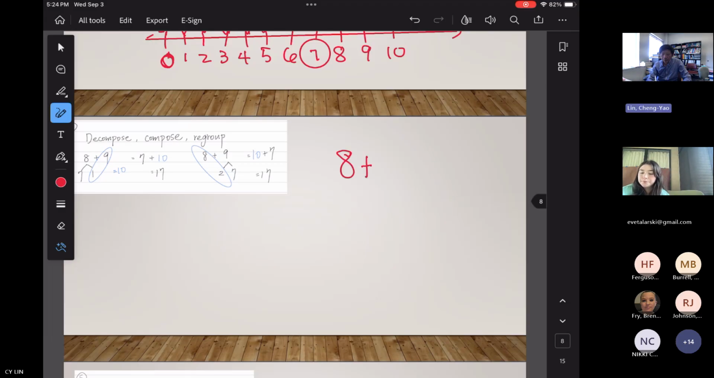8 plus 9. Now, we want to decompose 8 plus 9. How should we do 8 plus 9? I want to decompose 8 into 7 and 1, because I know this is a 9. If I add 1, I make a 10. Is that right? So I decompose 8 into 7 and 1. So this makes a 10. So the answer is 17. Okay. Can I do another different kind of decompose? Yes.